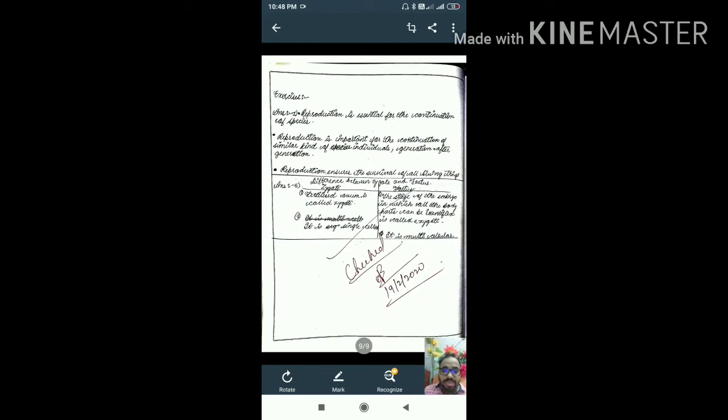Reproduction is essential for the continuation of the species is the answer to question number 1. Reproduction is important for the continuation of similar kinds of individuals, generation after generation. Without reproduction, students, we cannot grow. Many of you are asking me what the difference is between a zygote and a fetus. The fertilized ovum is called the zygote, and the stage of the embryo where all the body parts are identified is called a fetus.